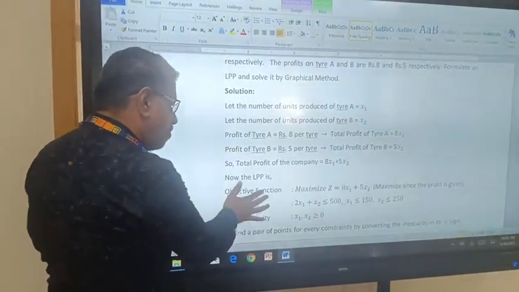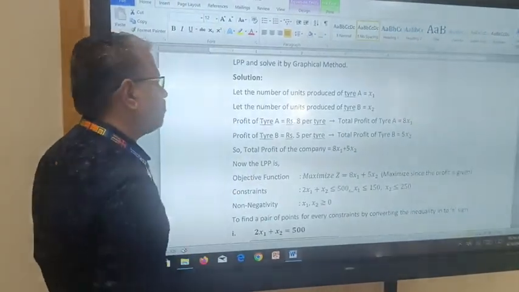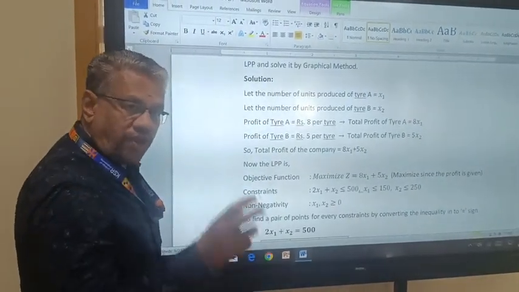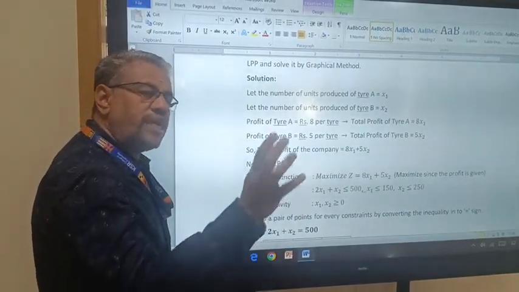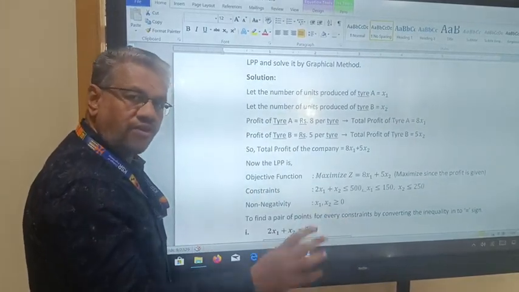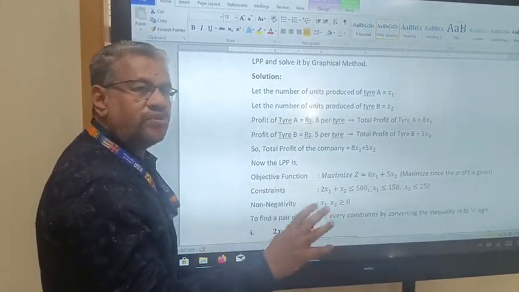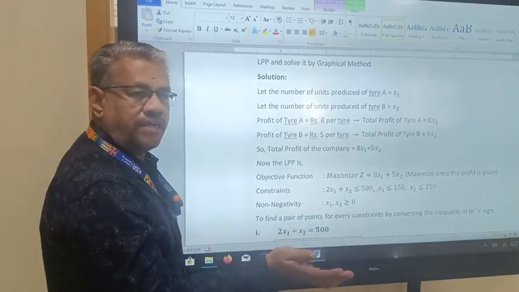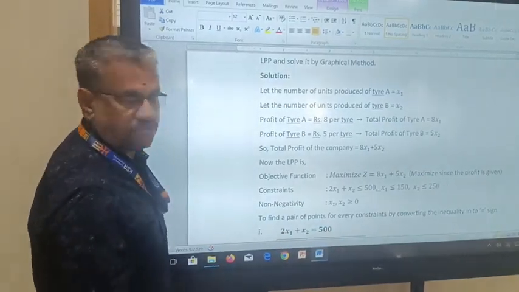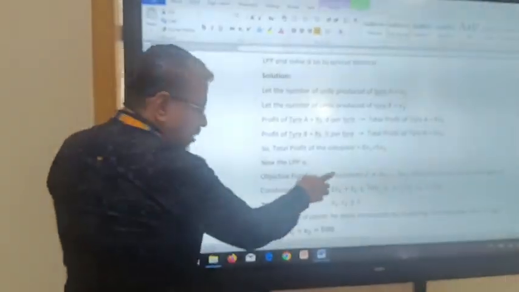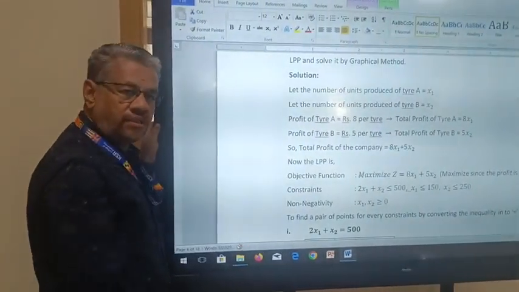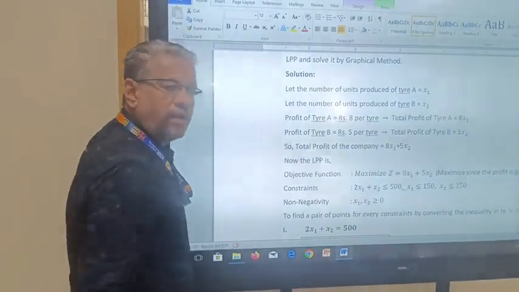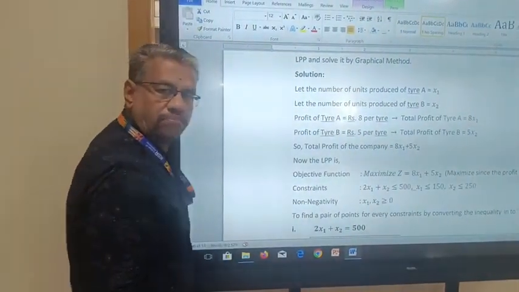Now we have to formulate the LPP first, which means we will have to find the objective function. In order to satisfy the objective function, we will have to follow certain rules and regulations. In technical terms, it is called constraints. So objective function, constraints, and then non-negativity conditions. The three components put together are called a linear programming problem.